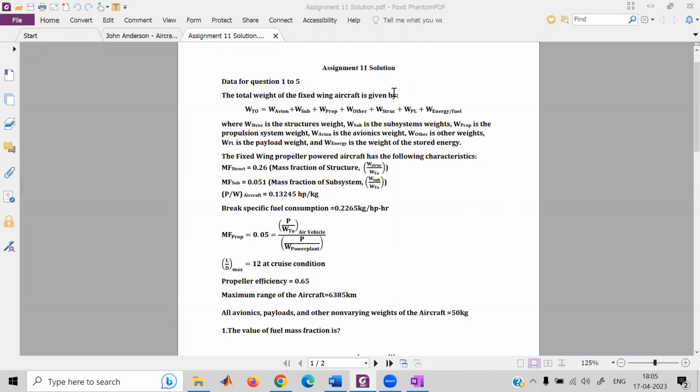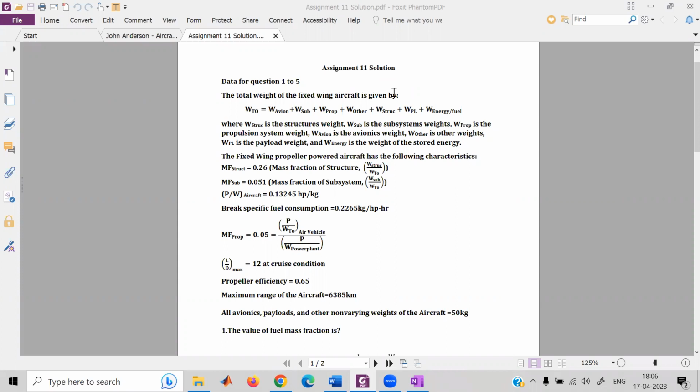So what are we given? We are given an equation, or rather an expression for total weight. It says there is avionics, subsystems, propulsion, other things, structural weight, payload, and energy or fuel weight. Some of the fractions are given as mass fractions with respect to the total takeoff weight.